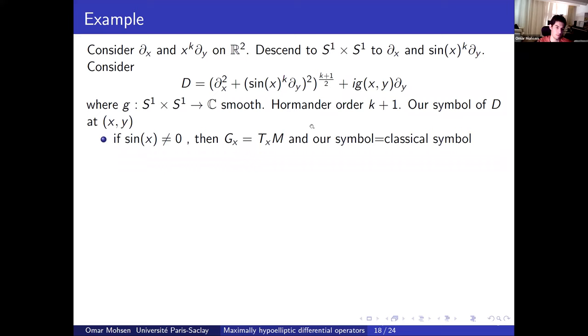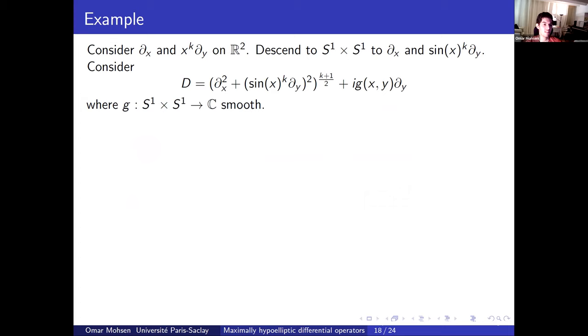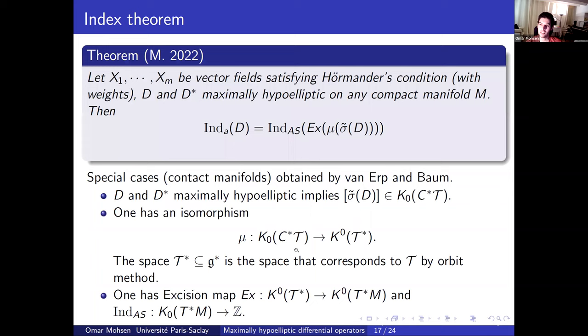Now, if sine vanishes, then you get a much more interesting situation. The Lie algebra, as before, I only care about the Lie algebra, is generated by these terms, so it is of dimension k plus two, and it has this Lie bracket relation. So it captures exactly what I want from the vector fields I started with. Now, here is where things get slightly amusing. This group is of dimension k plus two. It has many irreducible unitary representations. But surprisingly, this set of representations is very little compared to the representations of the group.